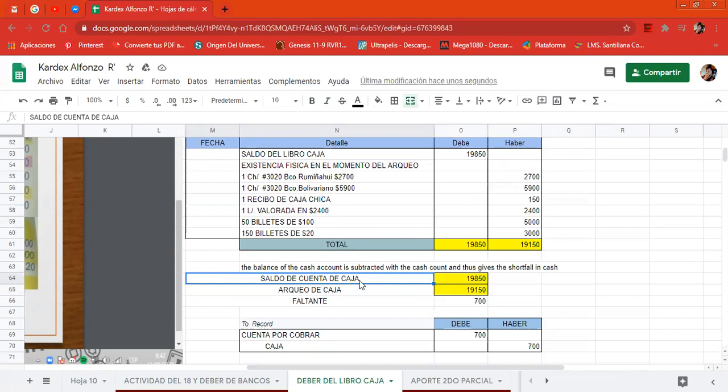Cash account 90,500 less 90,150 and the missing is $700.